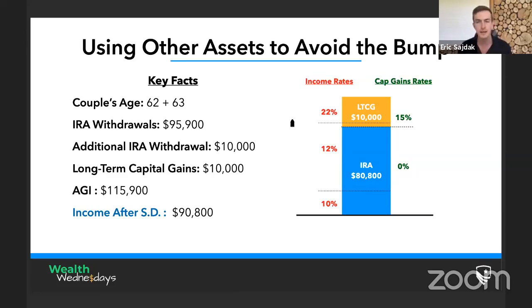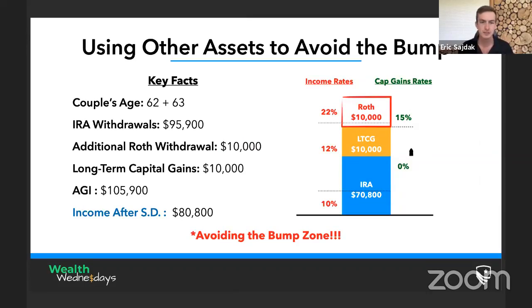So we're taking that same situation we had before. This person, subject to this bump zone, needed this extra $10,000 withdrawal. They took it from traditional IRA assets. They shouldn't have done that because of this bump zone. They're being taxed here at 27.7%. What should they do instead?